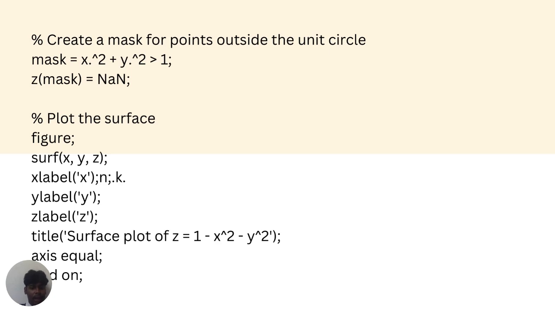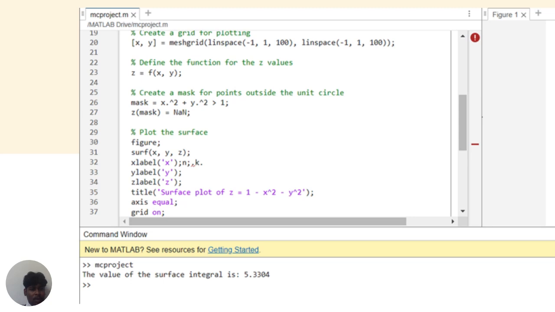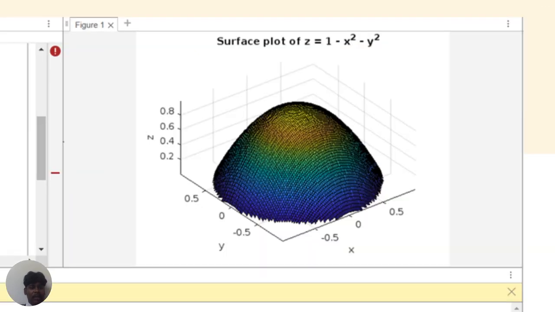Okay, let's see the result. This is the calculation of the surface integral, and the final answer is 5.3304, and this is the 3D result from the coding.